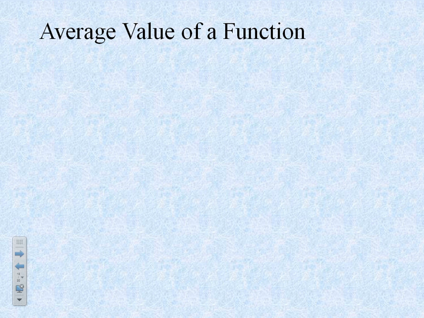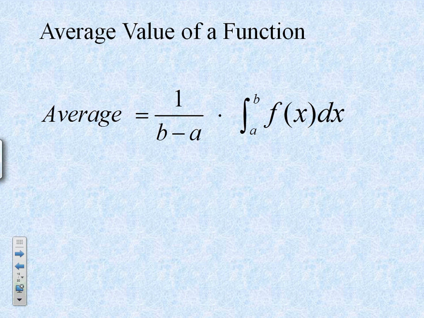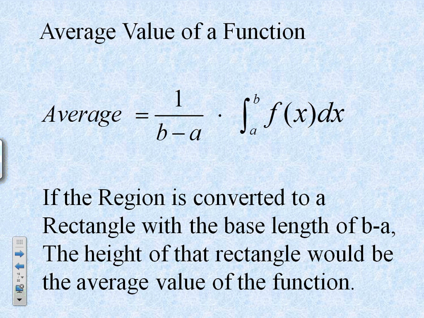So average rate of change of a function is nothing more than slope of a secant line. Average value of a function goes like this. To get the average value of a function on the interval from a to b, you'll integrate it from a to b, and then multiply by 1 over b minus a. It's as easy as that. Yep. That's a definition you're going to want to commit to memory.